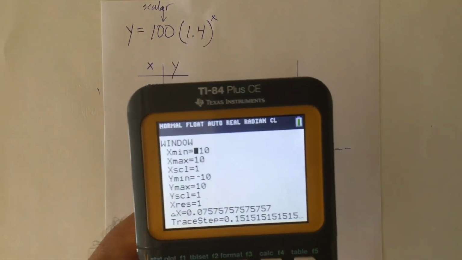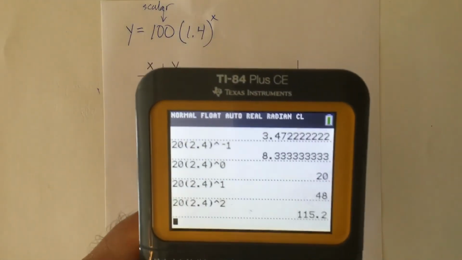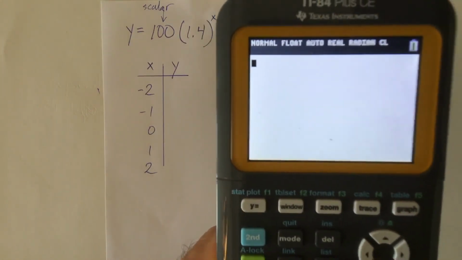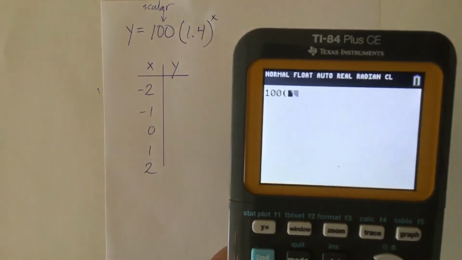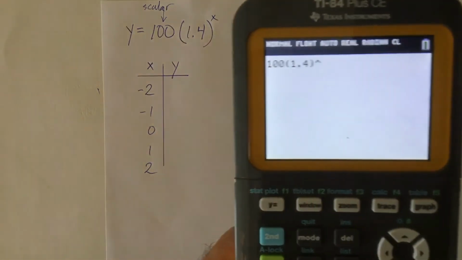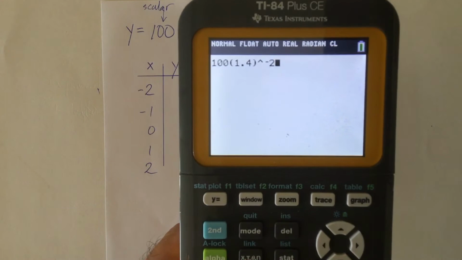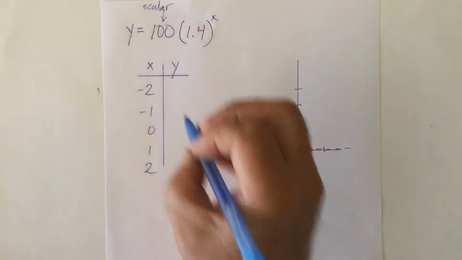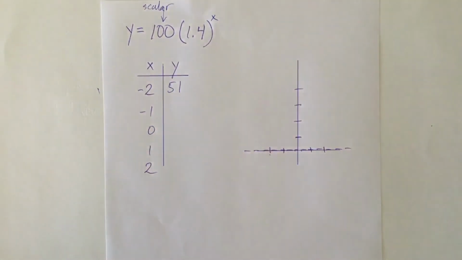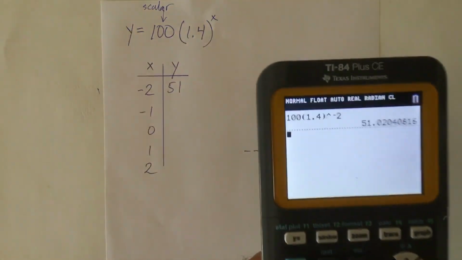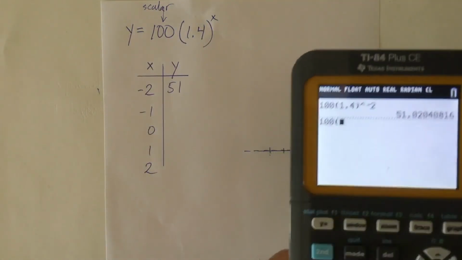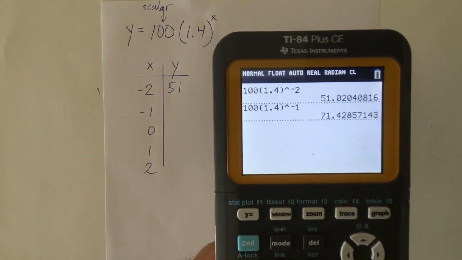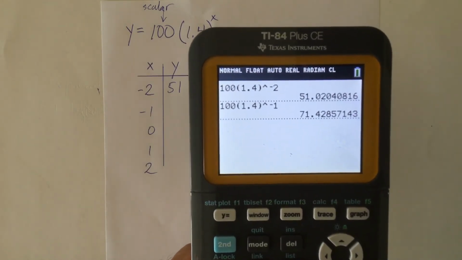So I'm going to get some numbers here. I'm going to quit this screen. I'm going to clear this out, and I'm going to start entering some stuff. So I'm going to do 100 parentheses 1.4 to the power of -2. So I punch that in, I hit equals, I get 51.02. I'm just going to call it 51. If I round off to the nearest tenth, that's 51. Now, if I plug in 100 parentheses 1.4 to the power of -1, what do I get? I get out 71.